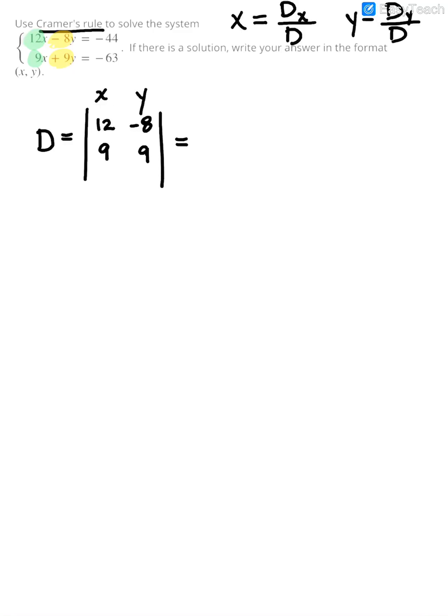Now, remember when we calculate a determinant, we start with top left to bottom right, so 12 times 9 gives me 108, and then we always subtract the other cross product. 9 times negative 8 is negative 72. When you're subtracting a negative, that's the same as adding a positive. So 108 plus 72 leaves me with 180.